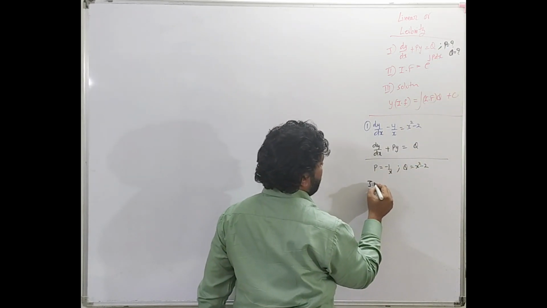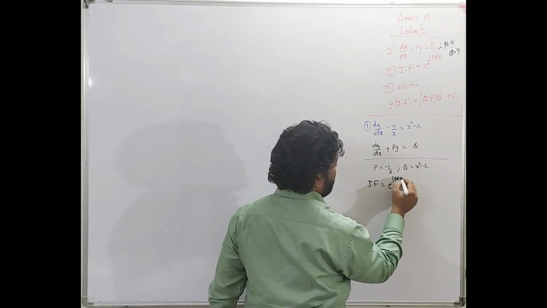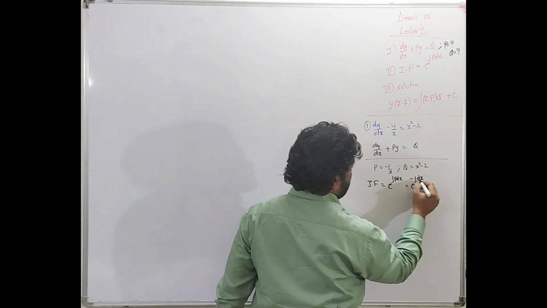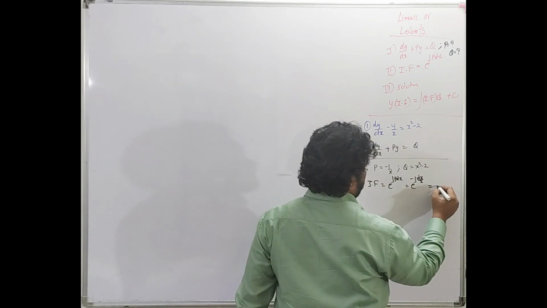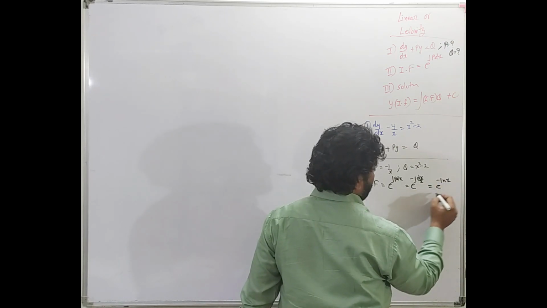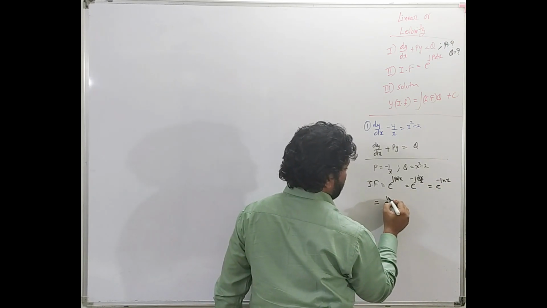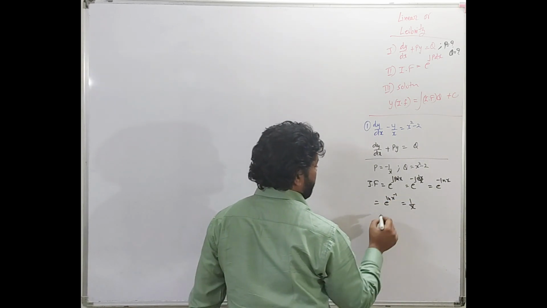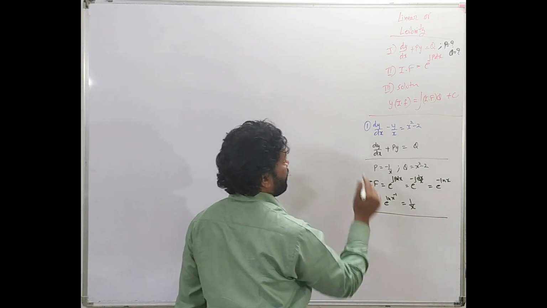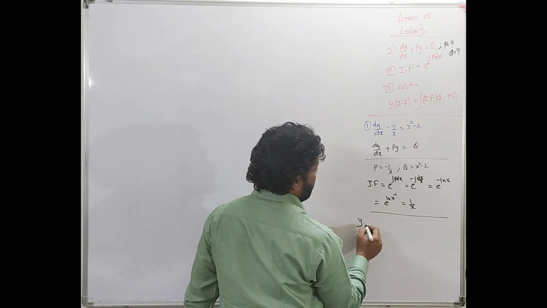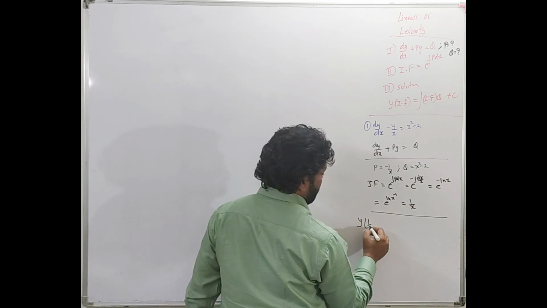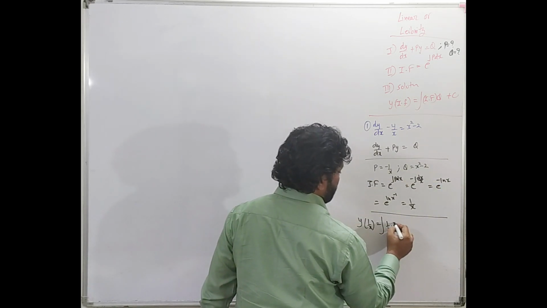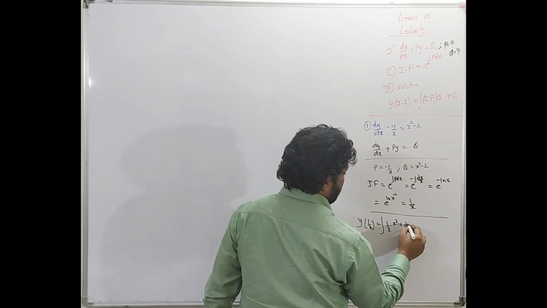Next, we'll calculate the integrating factor, that is e to the power integration of p dx, e to the power integration of minus dx by x, which will be e to the power minus ln x, which can be further written as e to the power ln x to the power minus 1, which becomes 1 upon x. So we have the integrating factor. Now let's write down these values in the solution format. y into integrating factor, that is 1 upon x, equal to integration of integrating factor dot q. Q we have is x square minus 2 dx.